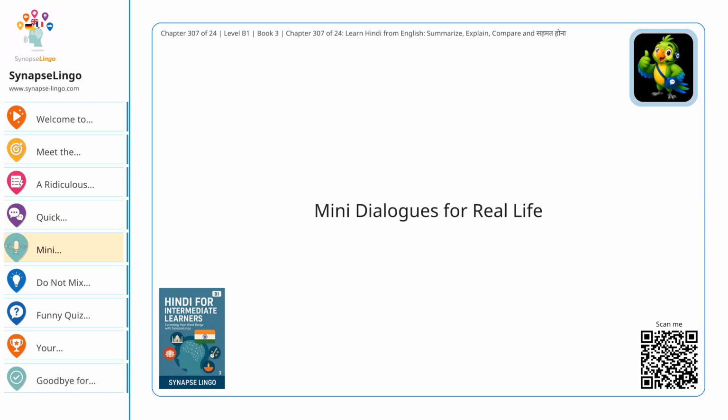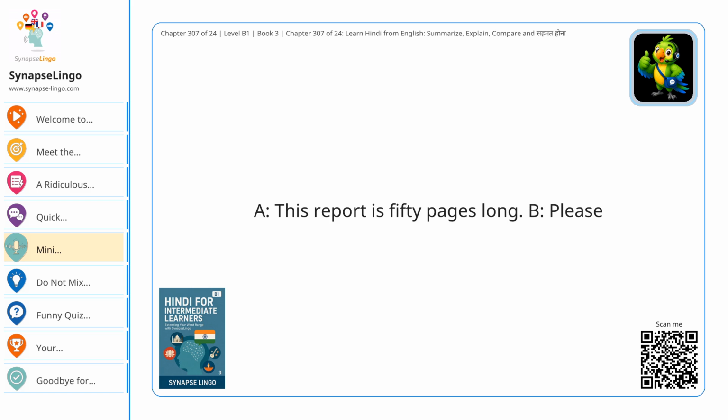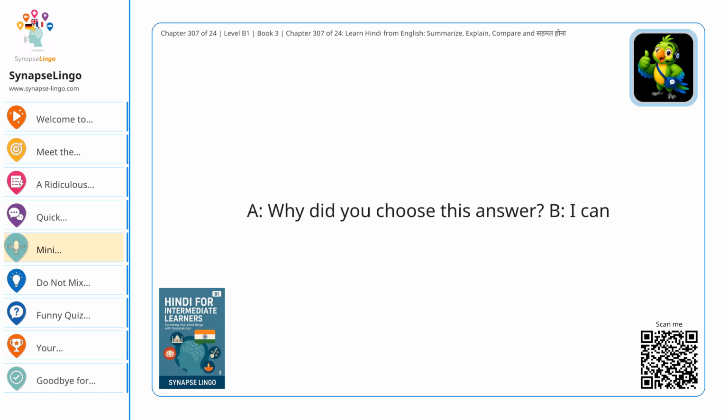Mini dialogues for real life. You learn faster when words live in conversation. Here are short scenes you can easily imagine and repeat. A. This report is 50 pages long. B. Please, सारांश देना it in 2 sentences. A. Challenge accepted, panic included. A. Why did you choose this answer? B. I can उचित ठहराना it with 3 reasons and 1 dramatic hand gesture.